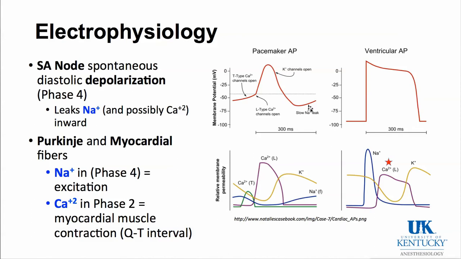As opposed to the ventricular action potential shown on the far right, you can see that in blue, sodium comes in and causes the action potential, and we want the ventricular muscle to stay contracted for a length of time. Therefore, calcium comes in and maintains that action potential at the same time that potassium is going out. So it's calcium that maintains this action potential in phase 2 of the ventricular action potential.